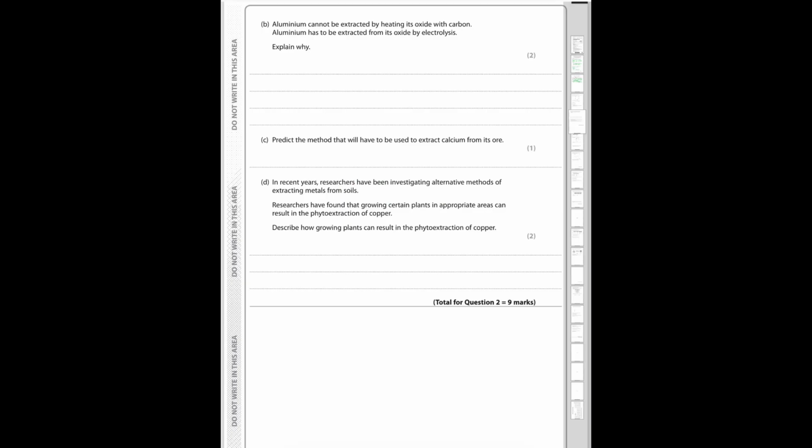Now in part B, we are told that aluminium cannot be extracted by heating its oxide with carbon. Aluminium has to be extracted from its oxide by electrolysis. Explain why. So this is because aluminium is more highly reactive than the carbon, so it cannot be extracted by carbon reduction.